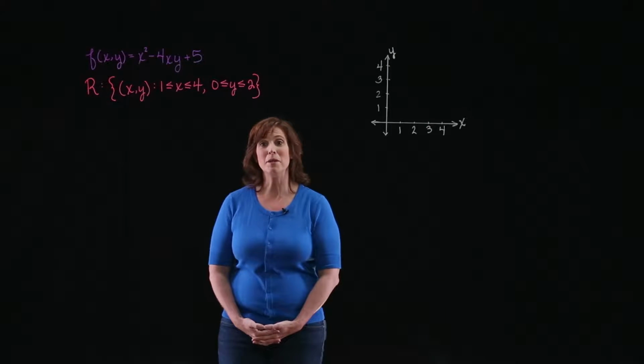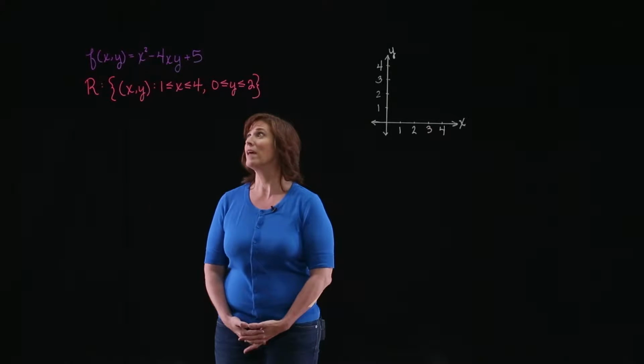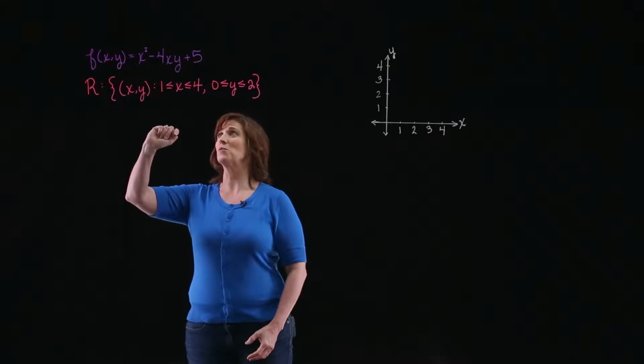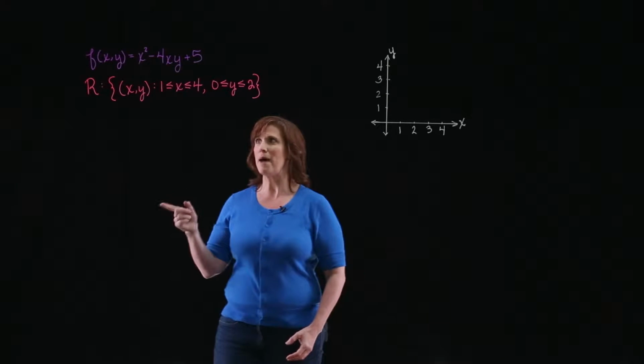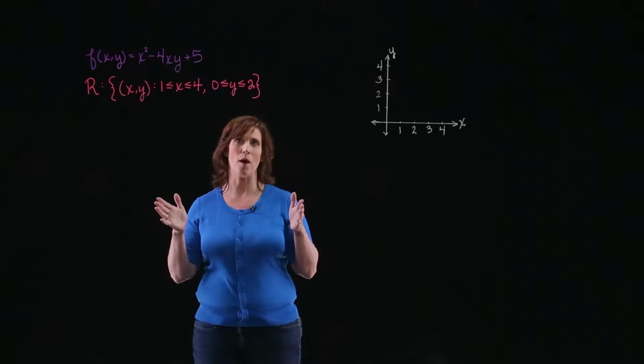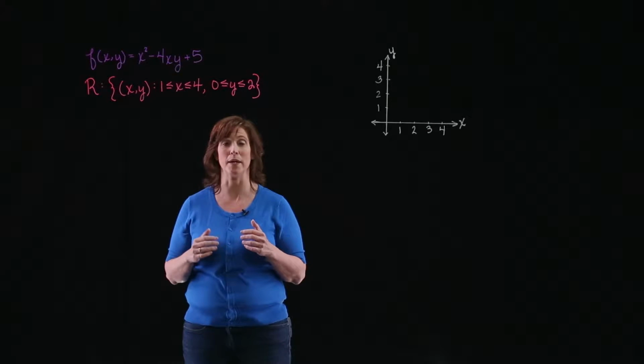Hello, I'm Cheryl. In this problem, we're going to be looking for the absolute extrema of my function f of x,y equals x squared minus 4xy plus 5. And I'm given some boundaries. I know that x has to be between 1 and 4 and that y has to be between 0 and 2.